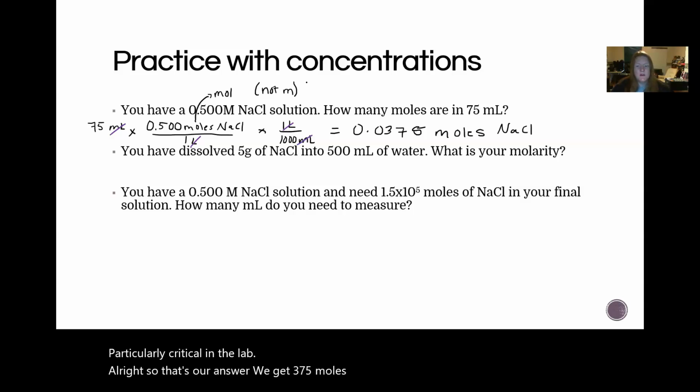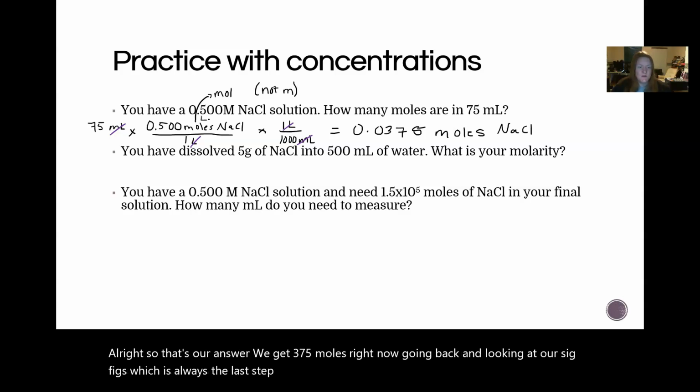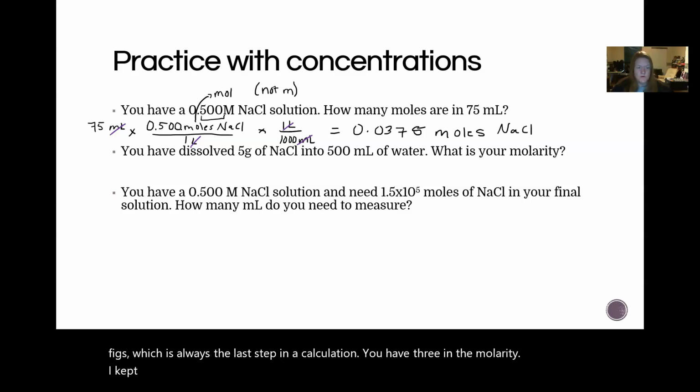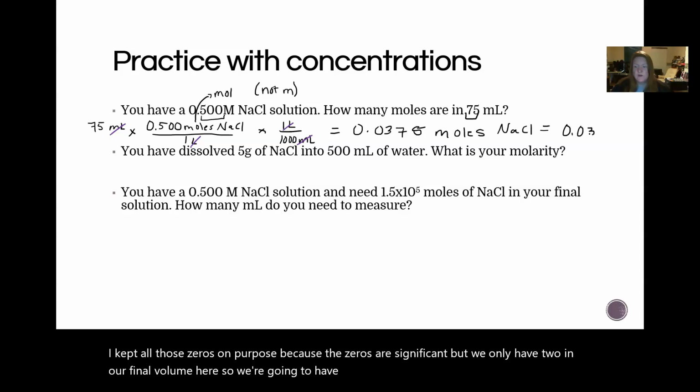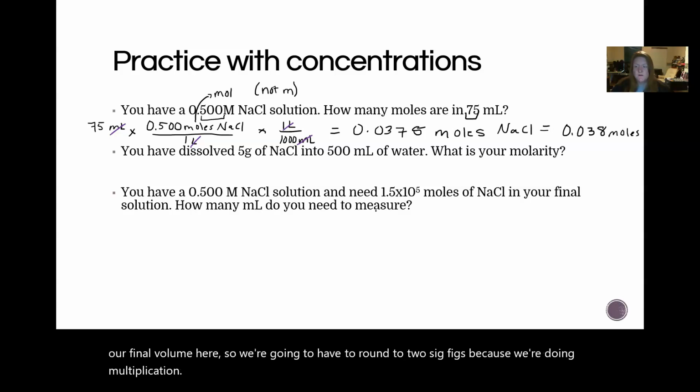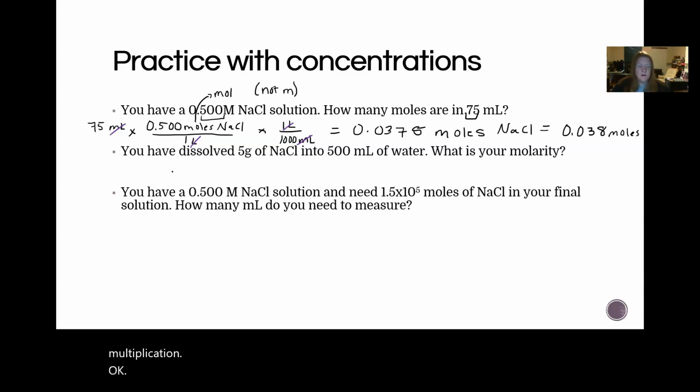Now, going back and looking at our sig figs, which is always the last step in a calculation, you have 3 in the molarity. I kept all those zeros on purpose because these zeros are significant. But we only have 2 in our final volume here, so we're going to have to round to 2 sig figs because we are doing multiplication. Okay. Perfect.